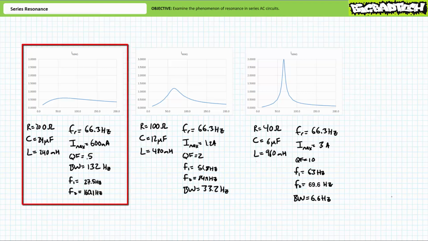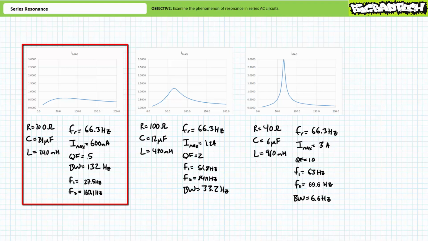The plot on the left is a modified series AC circuit consisting of a larger 200 ohm resistor, a larger 24 microfarad capacitor, and a smaller 240 millihenry inductor. This circuit is dirty, manky smelling, and appears to have a fine coating of moss growing on it. Given these component values, we'd also expect it to experience resonance at 66.3 Hz, albeit a resonance of significantly less pizzazz than the other two.